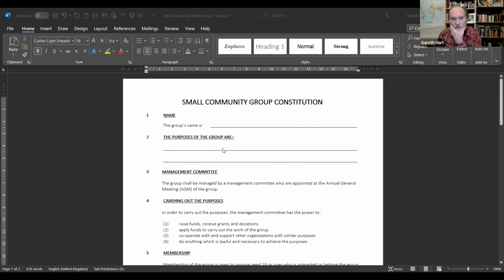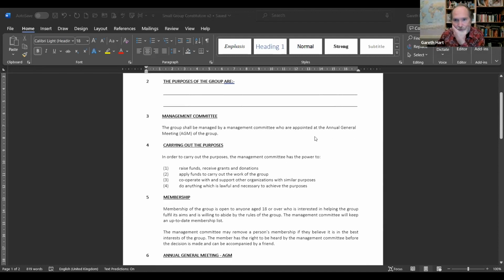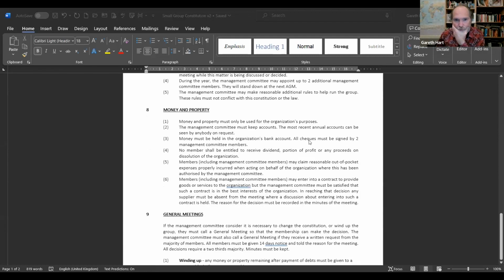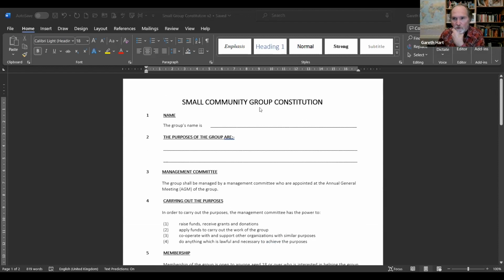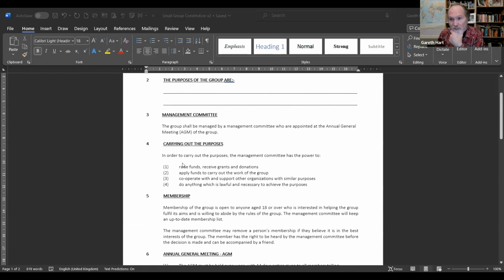If you've not seen one before, this is what a constitution looks like. Usually it's two sides for a small community group. This sets out the name of the group and the purpose, that really high level vision and mission that Katie mentioned right at the beginning, that it has a management committee, and what it can do to deliver those purposes: usually raise money, take donations, and do anything lawful to fulfil the purposes.